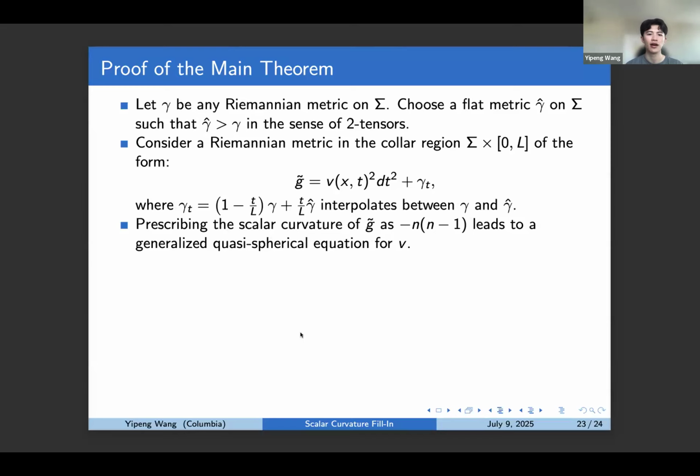But this is a slightly more involved case, because this gamma t is something that's pretty abstract, depending just on these two metrics here. So you can still try to solve for v by imposing the scalar curvature.